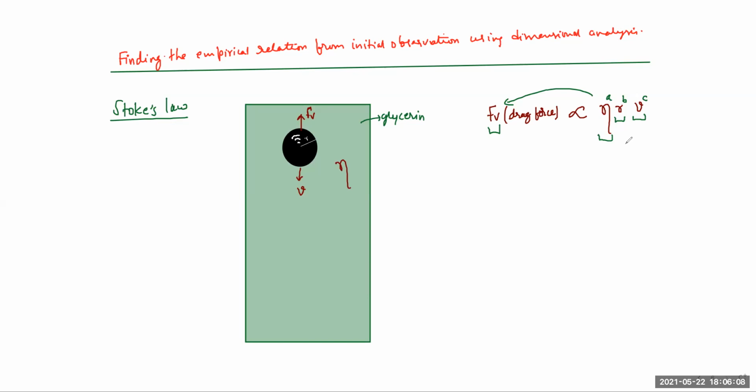We don't know in the beginning what a, b, c are, but we believe one thing: that eta power a, r power b, and v power c should eventually give you the dimension of force. So dimensionally, although I don't know the exact relation, I can say that what F will have dimensionally is the same as what these three things will have. This is called the principle of homogeneity. We use it. Principle of homogeneity, I'm writing in short.